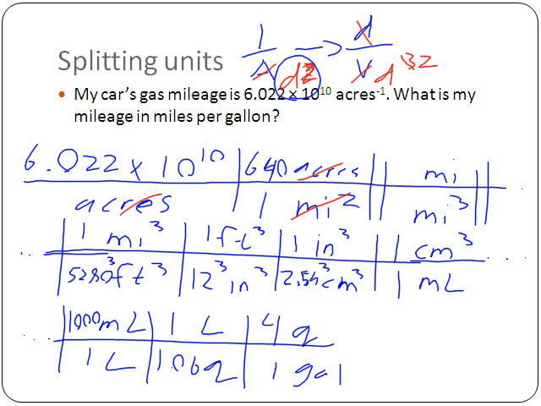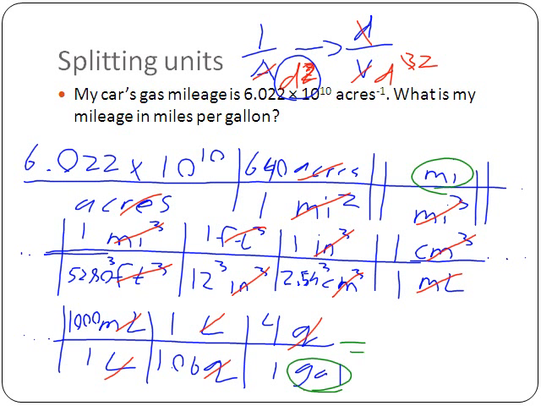So let's make sure we've canceled properly here. We have miles cubed on the bottom, miles cubed on top, so those two cancel. We have feet cubed to feet cubed, inches cubed to inches cubed, centimeters cubed, milliliters to milliliters, liters to liters, quarts to quarts. So those are all canceled. The only units we have left here are miles divided by gallons, miles per gallon. So we should have this set up right.